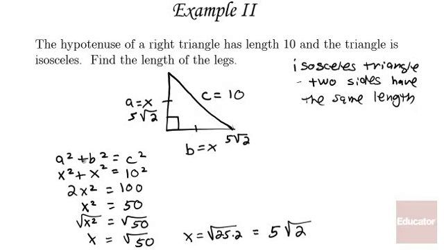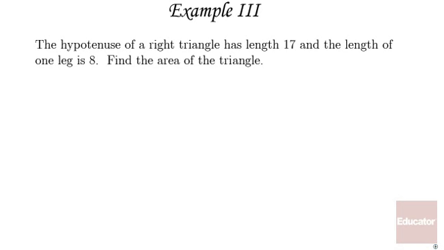Okay. The hypotenuse of a right triangle has a length of 17, and the length of one leg is 8. Find the area of the triangle. This one's a little more complicated because we're not just asked to find the legs or the hypotenuse. They actually want me to find the area of the triangle. So first, just reviewing that the area of a triangle equals 1/2 base times height.